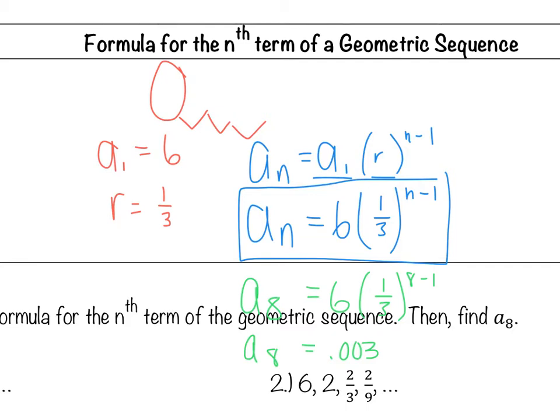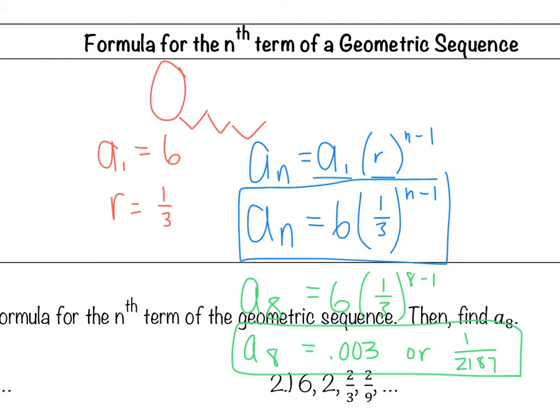Now, if you had used the newer operating system, if you had done 1/3 to the 7th power, it will produce a fraction for you, which is kind of nice. So this is actually 1 over 2,187. So either answer is acceptable. If you have the newer calculator, it'll give it to you in fraction form. The older one will give it in decimal form.